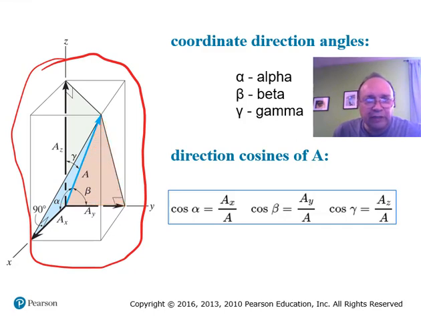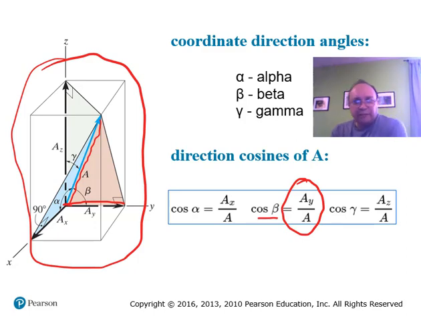In the pink triangle, you can see that the cosine of beta is equal to the adjacent side divided by the hypotenuse. This one right here. That's the cosine of beta. So the cosine of the angle that the vector makes with respect to one of the axes is equal to the component in the direction of that axis divided by the magnitude of the total vector, the original vector.